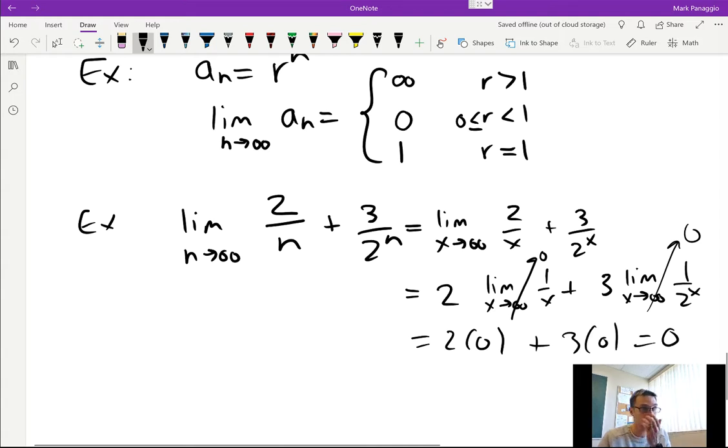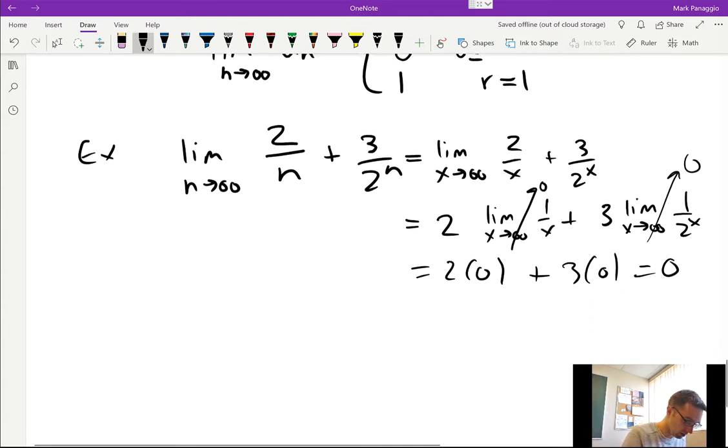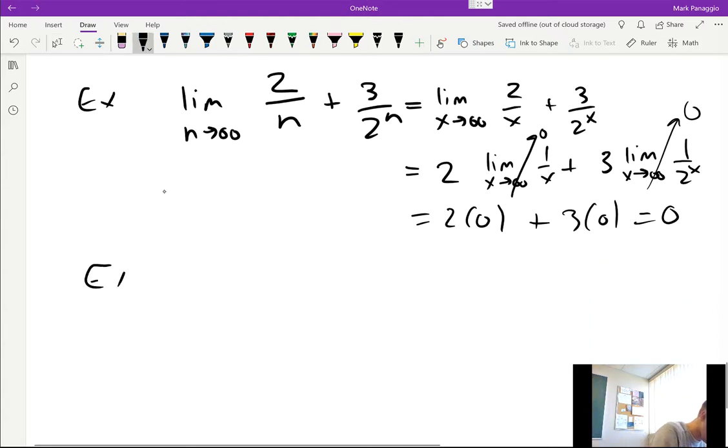All right, so we can apply our limit laws to these sorts of limits to break them down into simpler components, which is a very convenient thing to be able to do. All right, let's look at a harder problem. Let's look at the limit as n goes to infinity of negative 1/2 to the n.